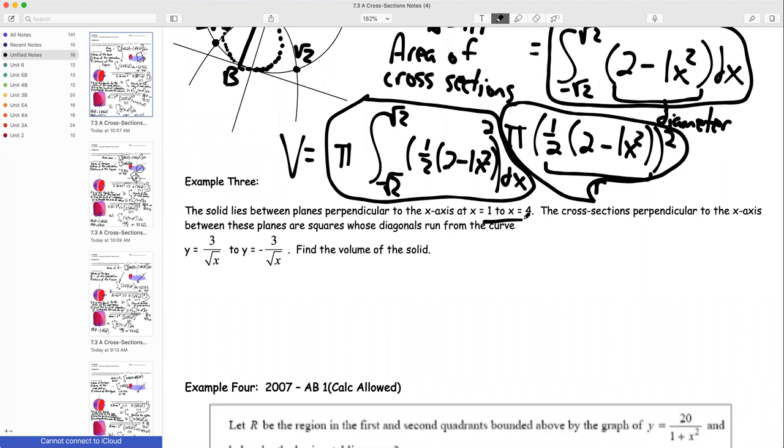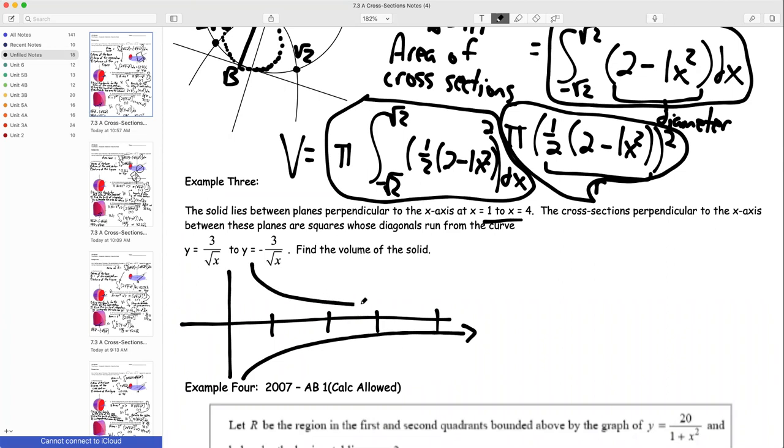So the first thing you need to do, since you don't have a diagram, is graph the equations. So take both equations, put them into your calculator, and graph them. Okay, so you should get something that looks similar to this.